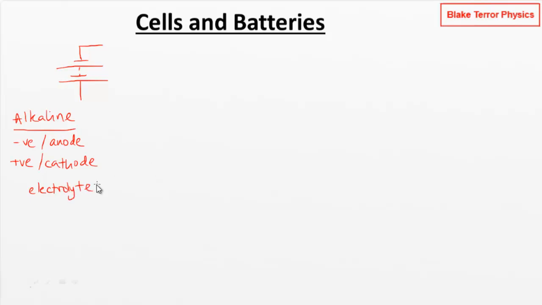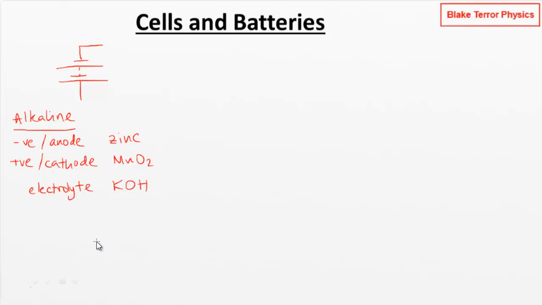Right, so in an alkaline battery, we might be looking at zinc for our anode. We might have something like manganese dioxide, MnO2, for our cathode, and then something like potassium hydroxide, KOH, as our electrolyte. As we're going to see also in the nickel cadmium batteries, this is a reduction oxidation reaction that we've got happening here.